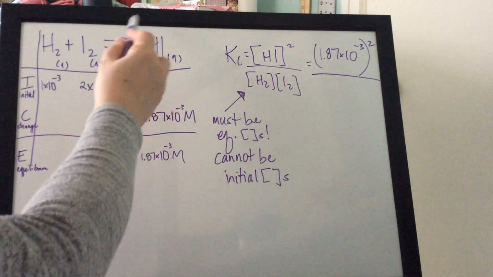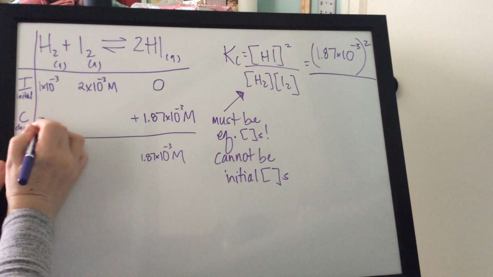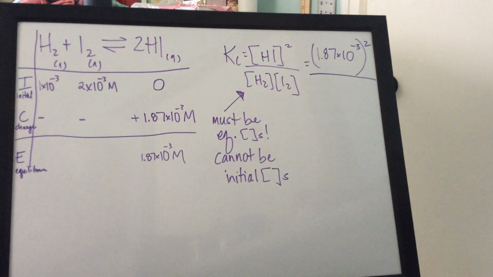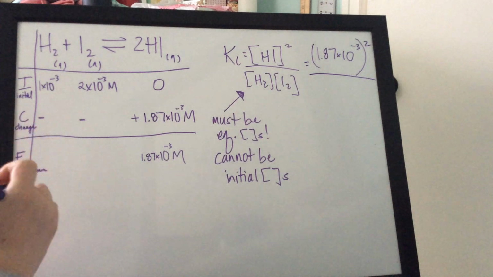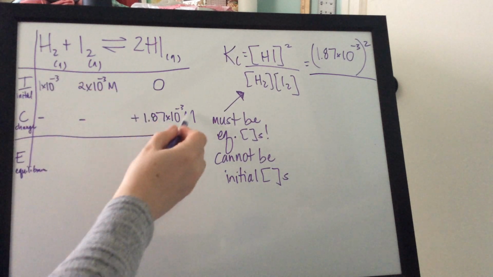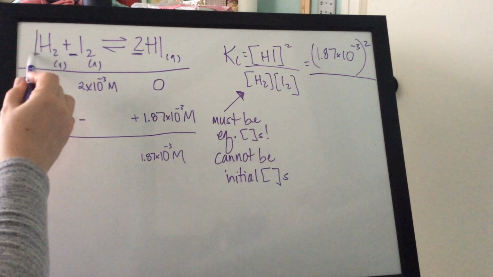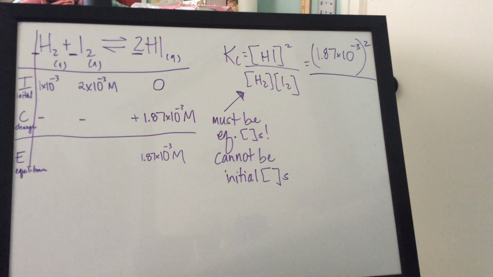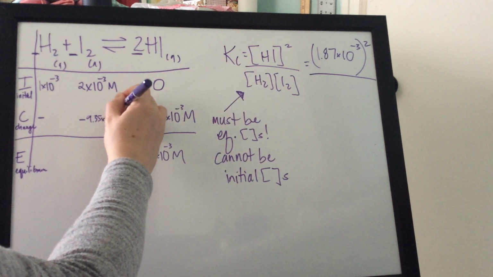So if my product is increasing, then my reactants have to decrease. So these two are going to decrease by some amount. And all I have to do is figure out how much that is. And this line, the change line, is directly related to the stoichiometry of the reaction. So this number is representing the 2, which means now I want to find these numbers, which are represented by the 1. So of course I'm going to take this number and divide it by 2. And that's going to give me 9.35 times 10 to the negative 4th molar.